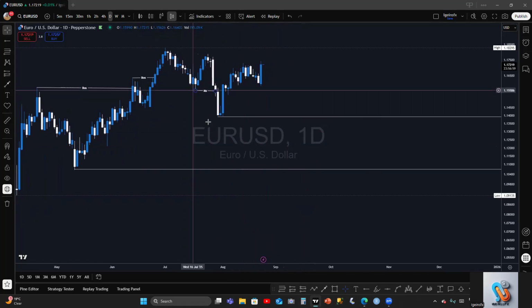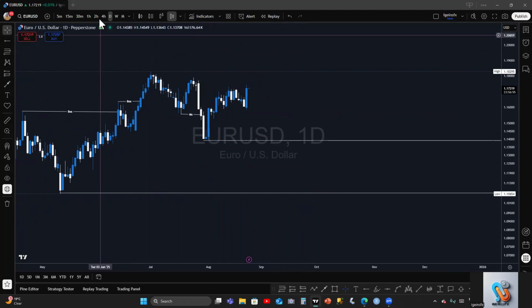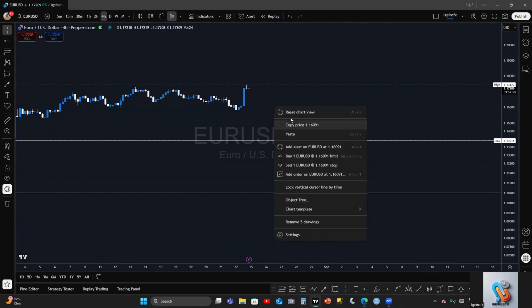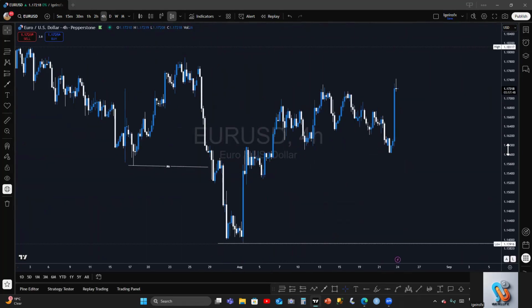All right, with the MS, this is a new support that price created. So at this point, let's scale down to 4 hours. So we're on 4 hours now.